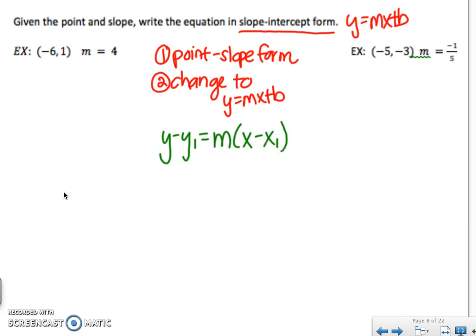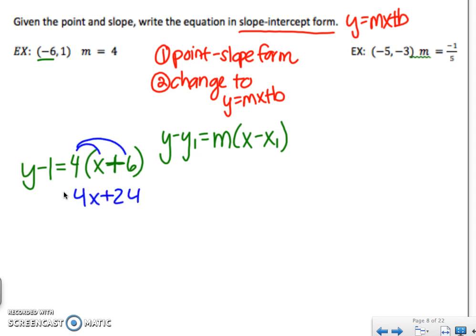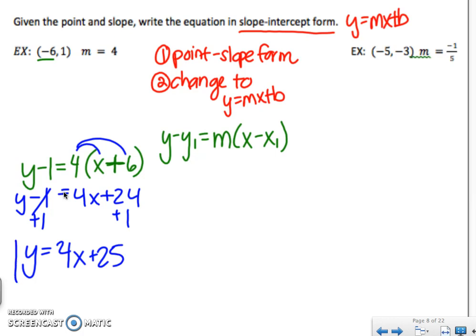So first off, I would have y minus 1 equals 4 times x minus negative 6, because this 6 was negative. I'm going to go ahead and make that a plus, because I know two negatives are a positive. My last thing to do is distribute. So I would get 4x plus 24, bring down y minus 1. Last step is to add 1 to both sides. So finally my equation is y equals 4x plus 25.